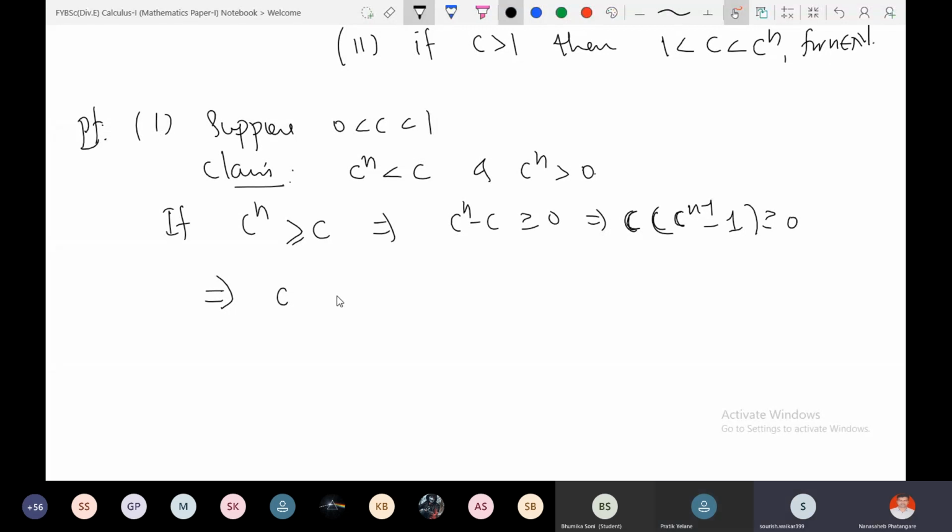We don't get a contradiction yet, but c raised to n minus 1 is greater than 0 because we factorized. So c to the n turns out to be greater than or equal to 1. Then this implies c to n minus 1 is greater than or equal to 0 because c is positive already. That means c raised to n minus 1 is greater than or equal to 1. So to get this contradiction, why is c raised to n minus 1 not greater than or equal to 1?